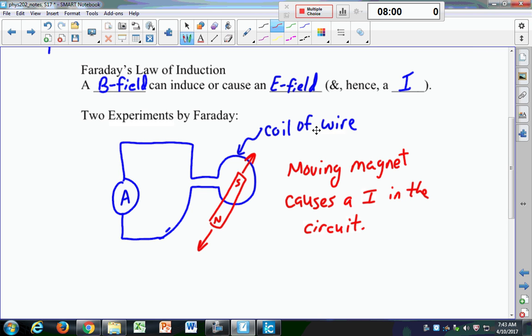So really Faraday's law says not that a magnetic field generates a current or an electric field. I'm setting up an electric field inside this magnet wire. But really what it's saying is that a changing magnetic field will generate an electric field. A changing magnetic field generates an electric field. So let's sort of revise that idea.